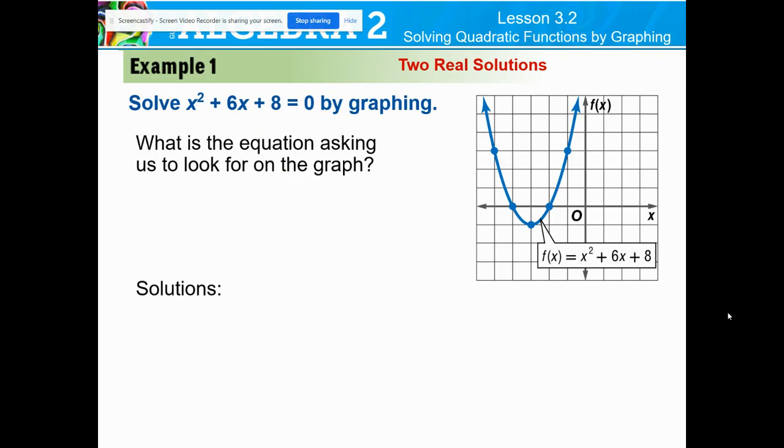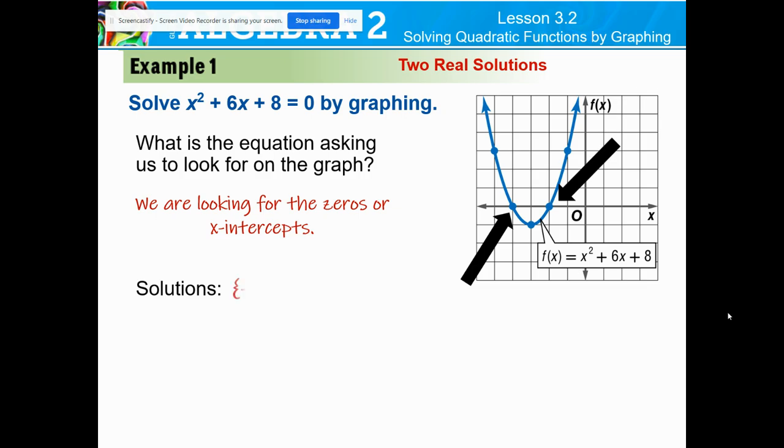Here's an example. We are to solve x squared plus 6x plus 8 equals 0 by graphing. It is already graphed there for you. What is the equation asking us to look for on the graph? Well, we're looking for the x-intercepts, or the zeros. And it crosses the x-axis in 2 different places, and that is at -2 and -4.